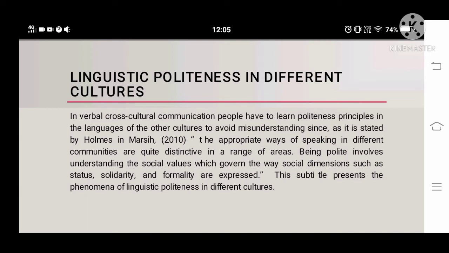Since, as stated by Holmes in 2010, the appropriate ways of speaking in different communities are quite distinctive in a range of areas. Being polite involves understanding the social values which govern the way social dimensions such as status, solidarity, and formality are expressed. This subtitle presents the phenomena of linguistic politeness in different cultures.